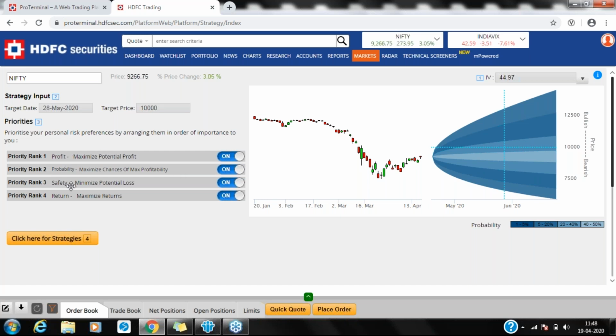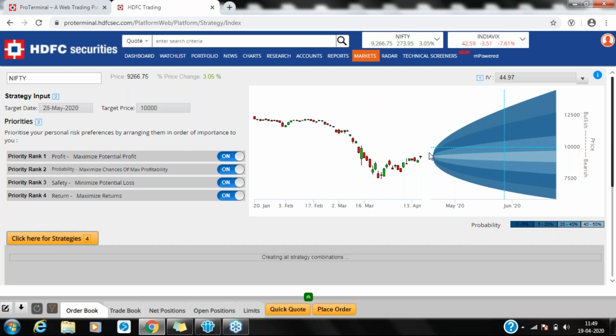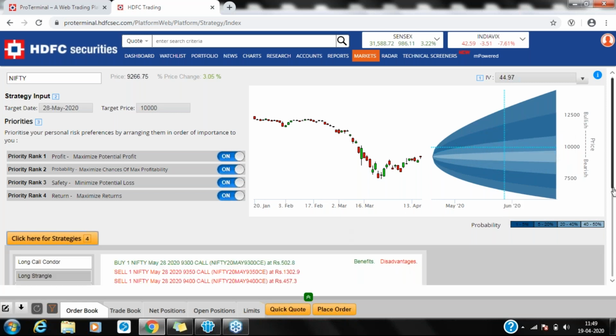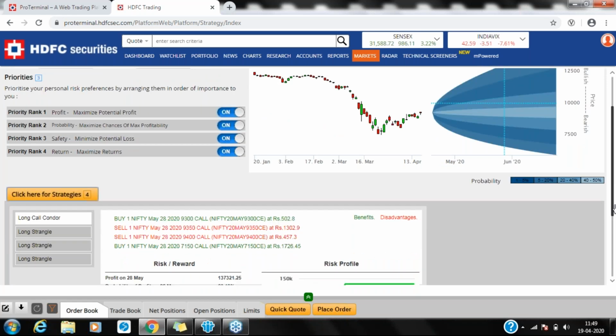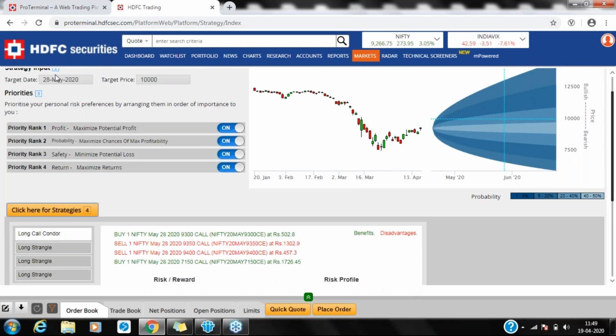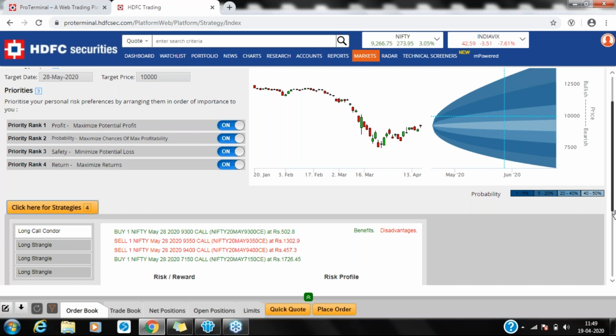So once we have given a priority to all the four parameters, a target date and a target price, we can click here for strategy. On the right hand side, you can see the Nifty chart, and you can see the different probabilities of a stock reaching a particular price on a particular date. At the bottom, as per our priority, target price and target date, we have got four different strategies from the system.